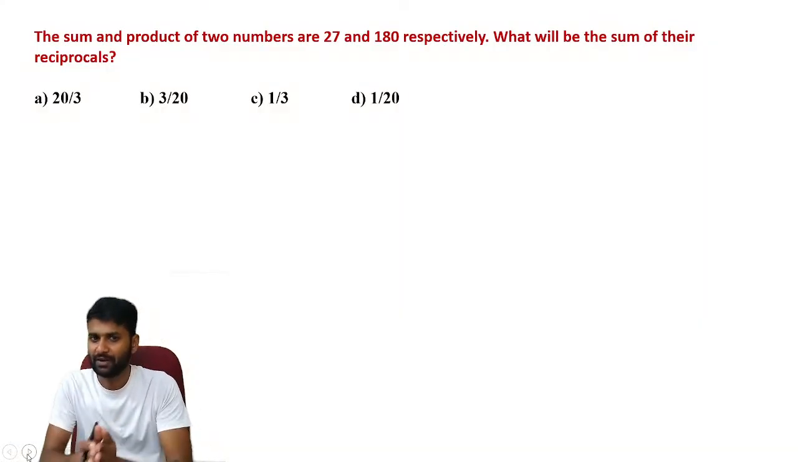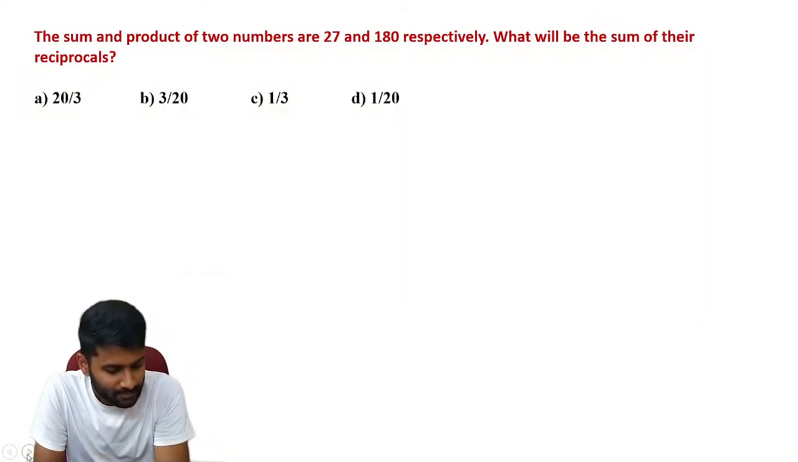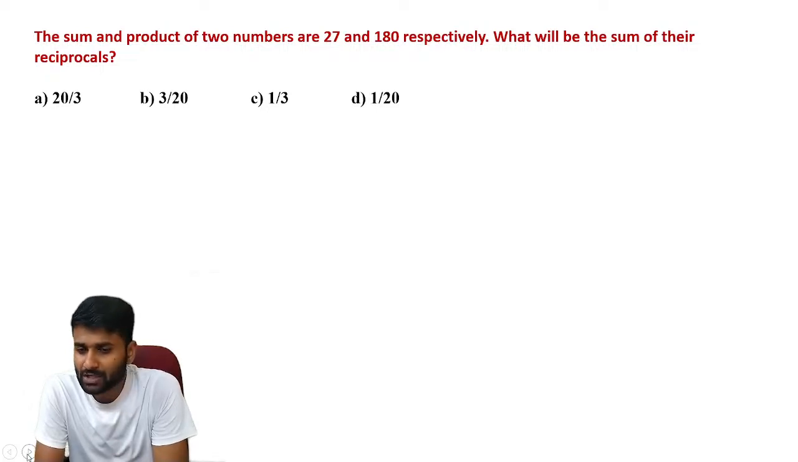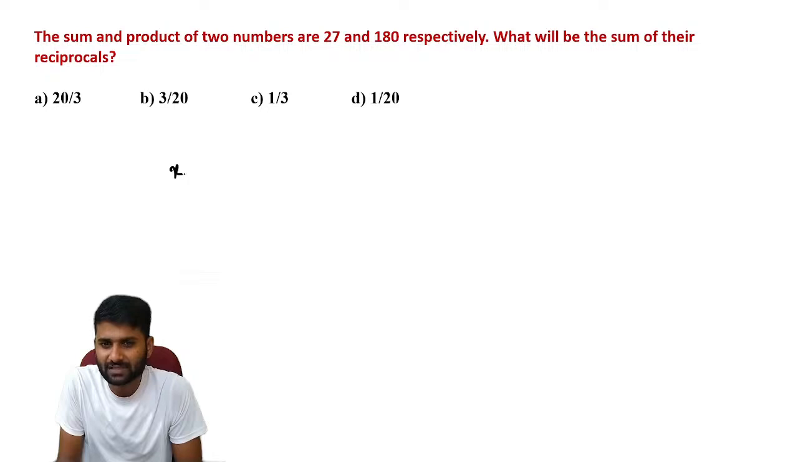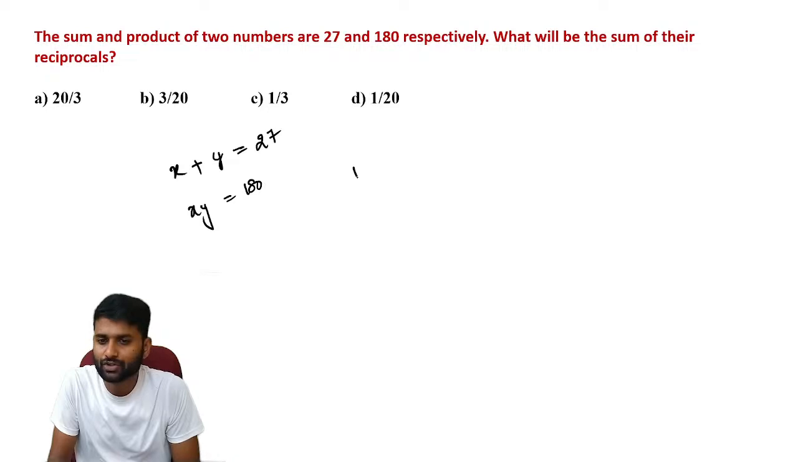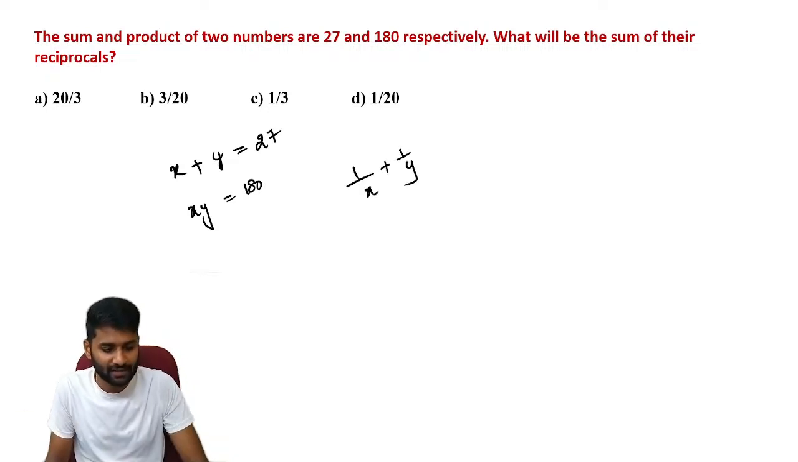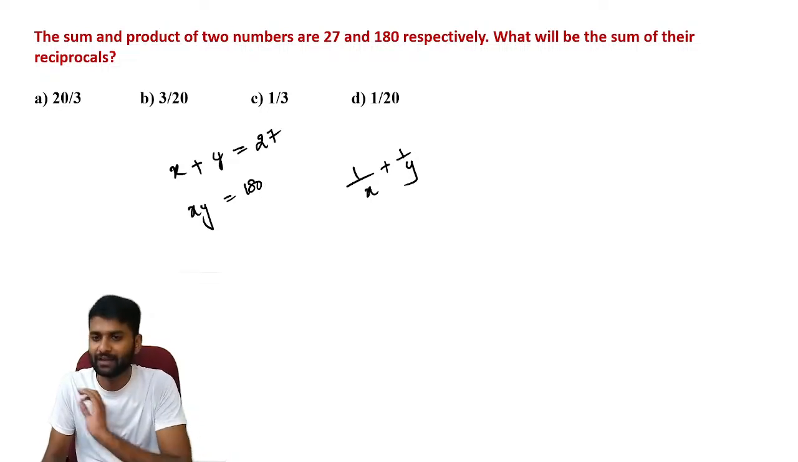Now here the question number one. The sum and product of two numbers are 27 and 180 respectively. What will be the sum of their reciprocals? There are two numbers here, x and y. And they clearly mention that the sum of these two numbers is 27. If you go through the product, it becomes 180. Here my question, what is the sum of their reciprocals? So you have to identify that 1 by x plus 1 by y value.